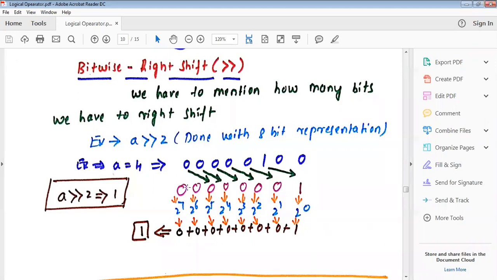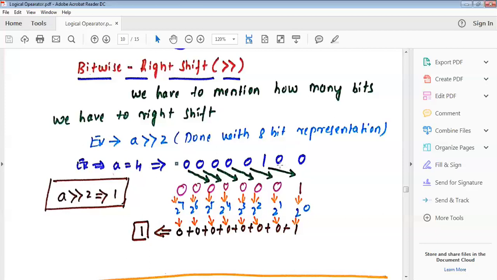Here I have written the logic of how to shift to the right side. This is the first right bit and this is the second right bit. You have to shift them to the right side. If you shift them, then these first 2 bits come to the last side of your 8-bit representation.